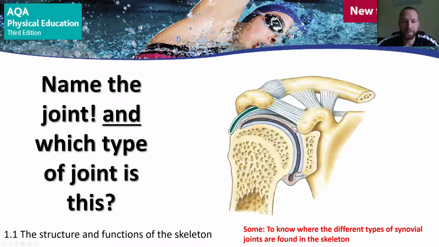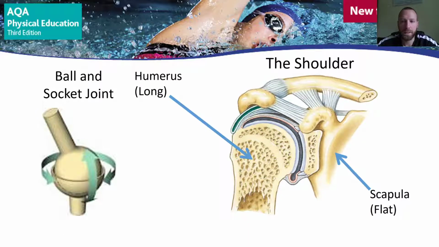This next one, again, feel free to pause and continue when you think you've guessed it. What do we think it is? What type of joint is this? Let's have a look. It's the shoulder, and it is, again, a ball and socket.